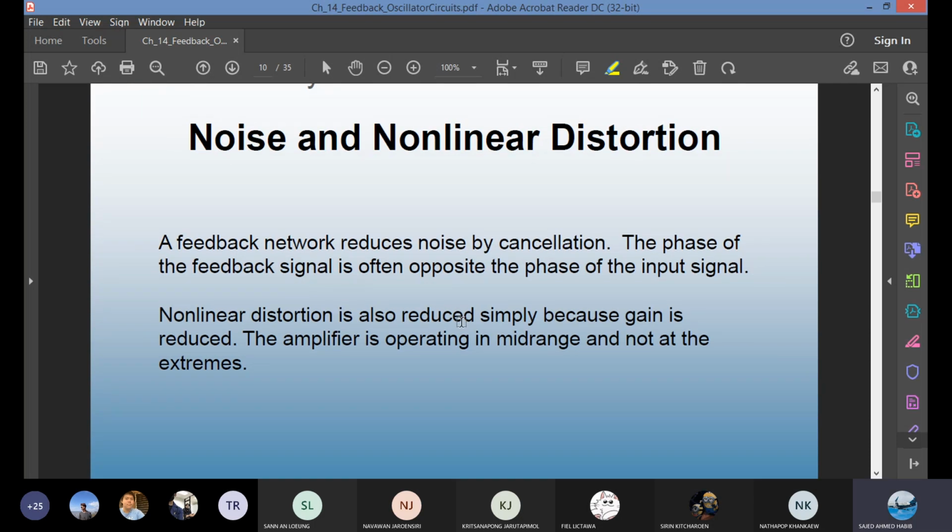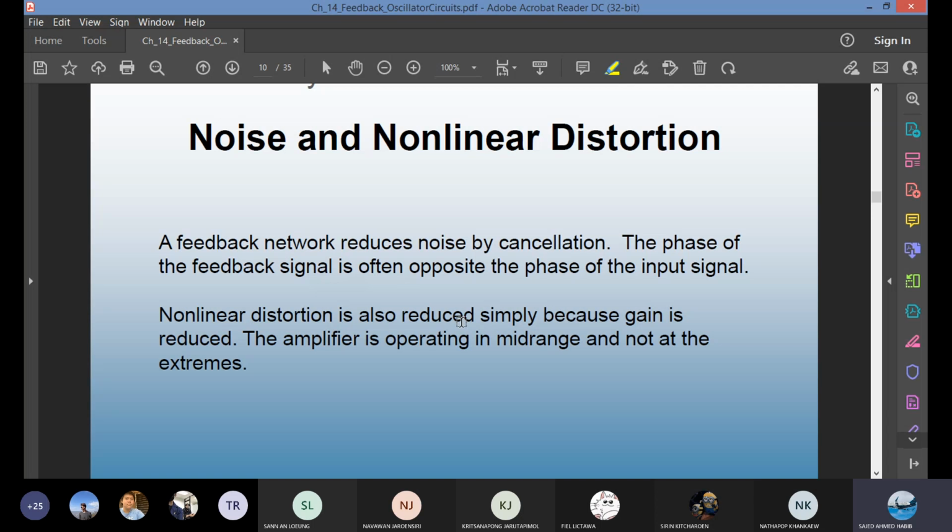Then, noise and nonlinear distortion. We mentioned this in the previous class, why feedback is good. Also in the op-amp class, if you remember, the op-amp can operate in open loop and closed loop. When you close the loop by connecting the output with the input, you create a feedback path. The open loop gain may be 20,000 or 100,000. The closed loop gain is only a few digits. But with a feedback network, it reduces the noise by cancellation. In the case of an op-amp, if you provide the feedback on the inverting pin, the signal is coming on the positive pin. In the common mode, the noise will be canceled totally.